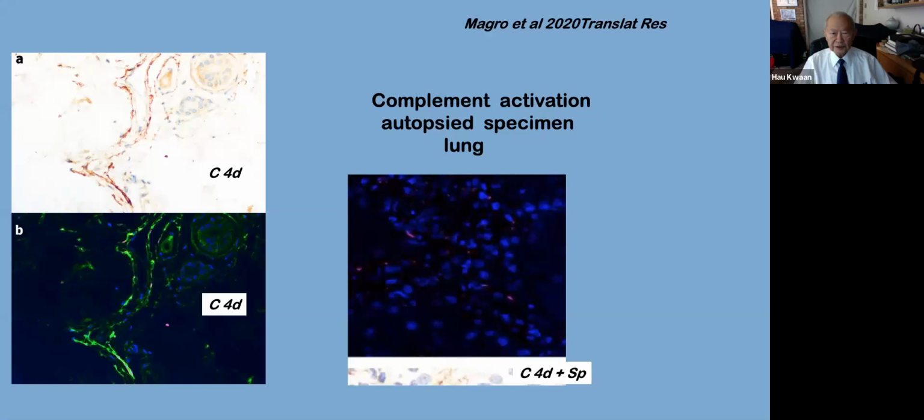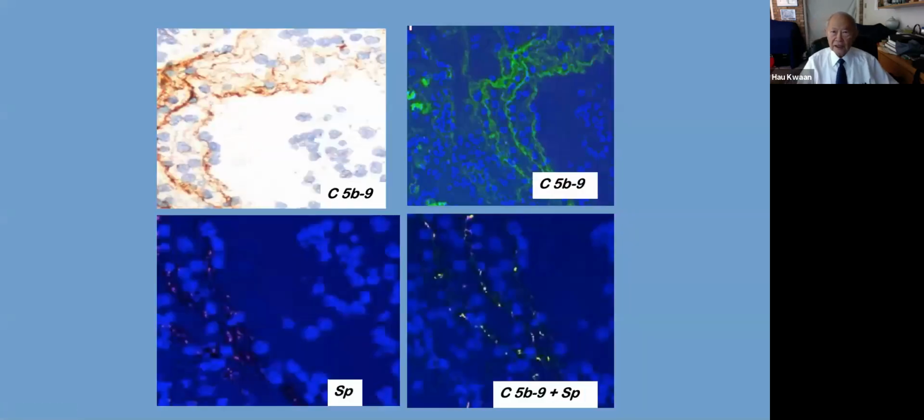These are autopsy specimens. This is from the lung, and it shows on the upper left the presence of immunoperoxidase stain positive for C4D, immunofluorescence positive for C4D, and the COVID spike protein is also present. Another picture showing the membrane attack complex, or C5b, immunoperoxidase, spike protein in red color, and immunofluorescence. When you put the two together, they co-localize. So the membrane attack proteins and the spike proteins all co-localize in the lining of blood vessels in the lung.